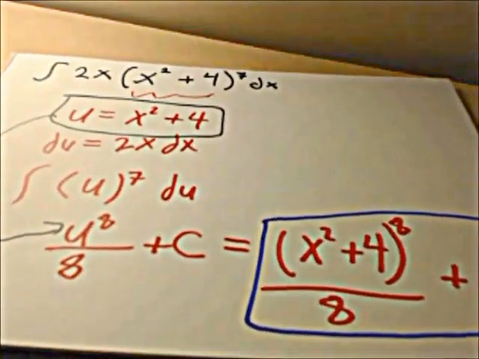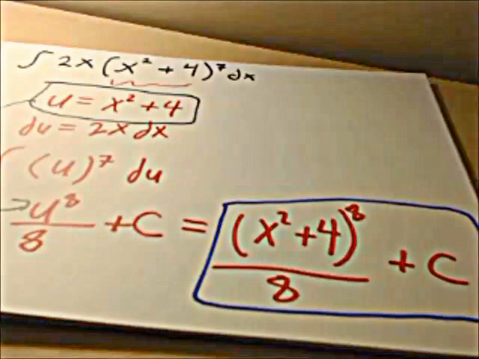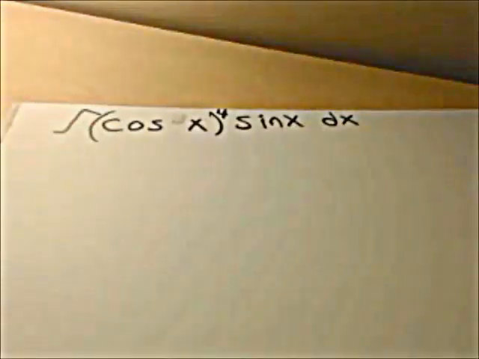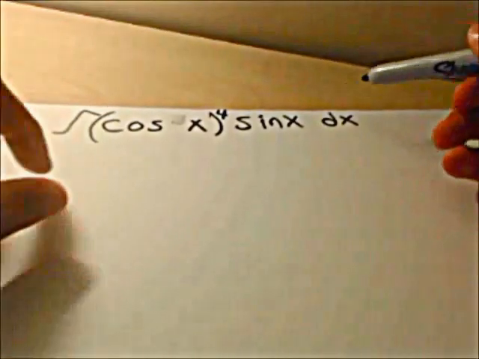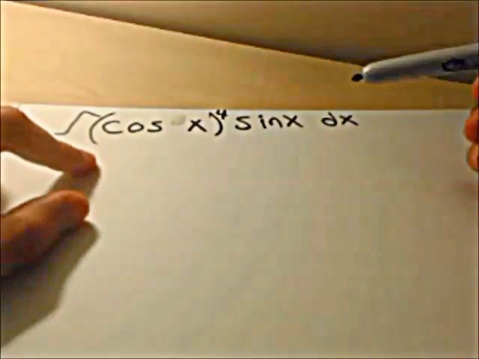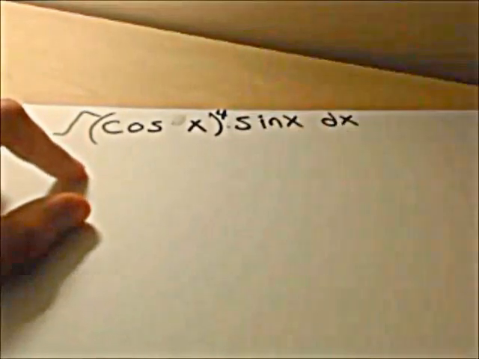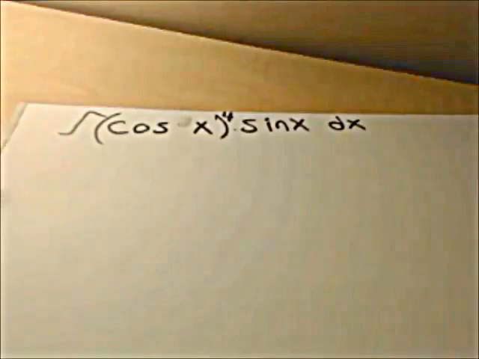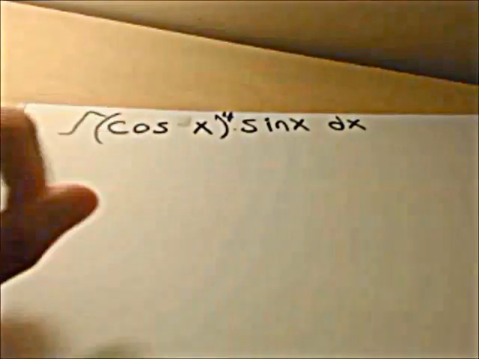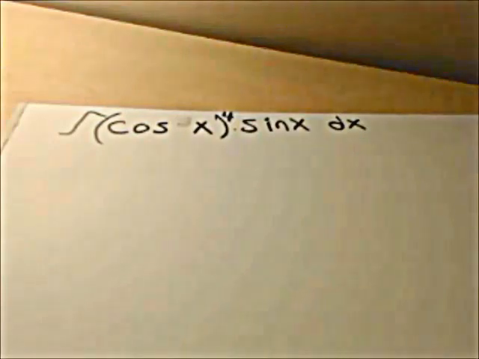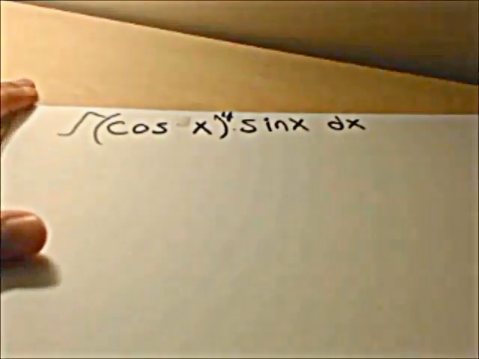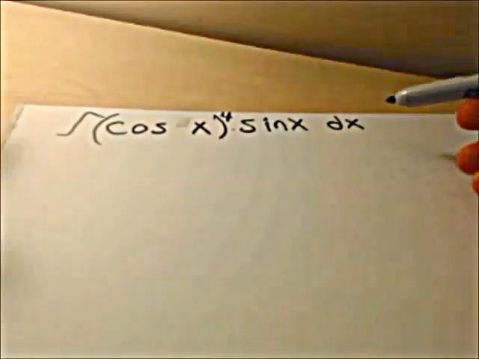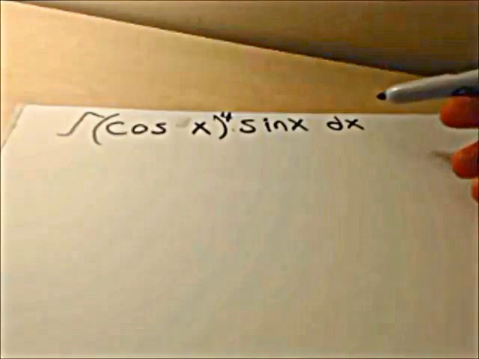Here's another example, just to make sure that we understand it properly. If we take this example, it says the integral of cosine of x to the power 4 times sine x dx. The first thing we notice is that cosine and sine are derivatives of each other. Well, at least one of them is a negative derivative of the other. But anyway, it makes it kind of easy to solve.